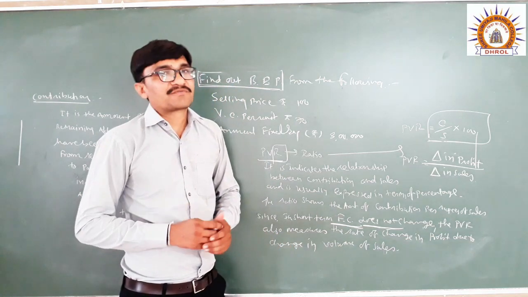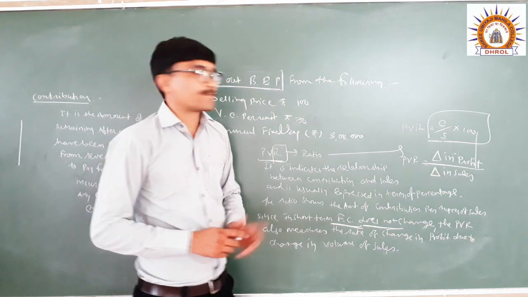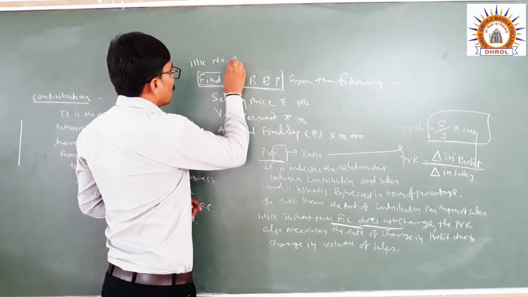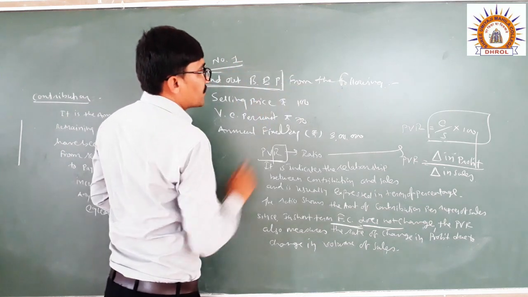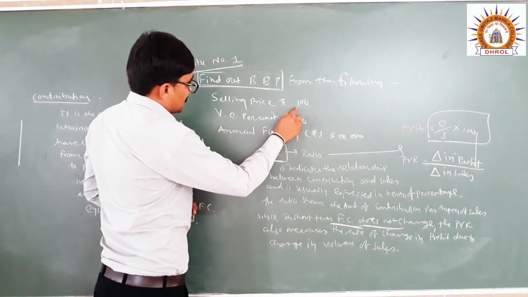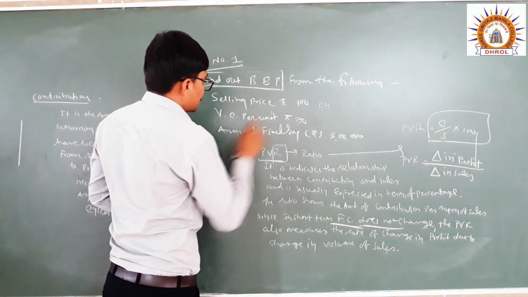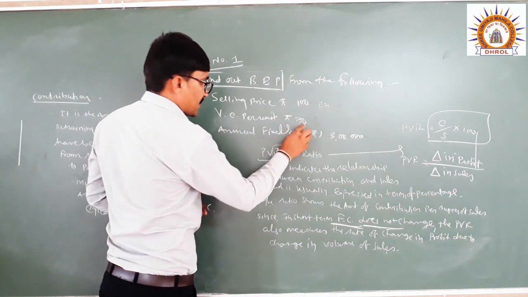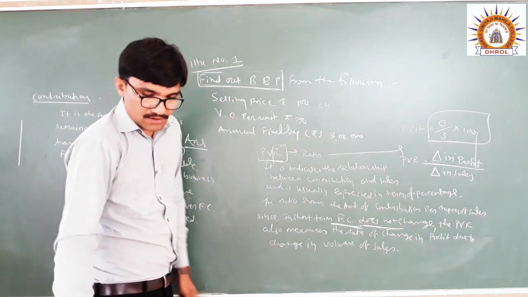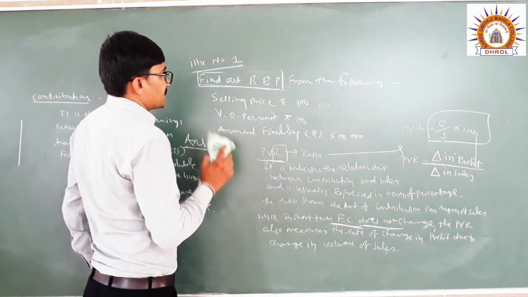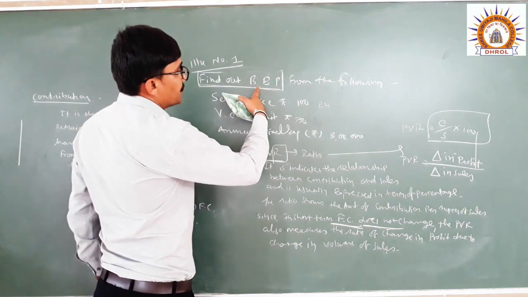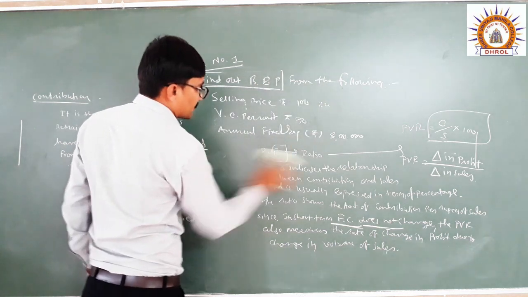So we will start with practical illustration number 1. Find out the break-even point from the following. Selling price is 100 rupees per unit, variable cost per unit is 70 rupees, annual fixed cost is 3 lakh rupees. Which item is to be found out? Here we find out the break-even point from the following information.